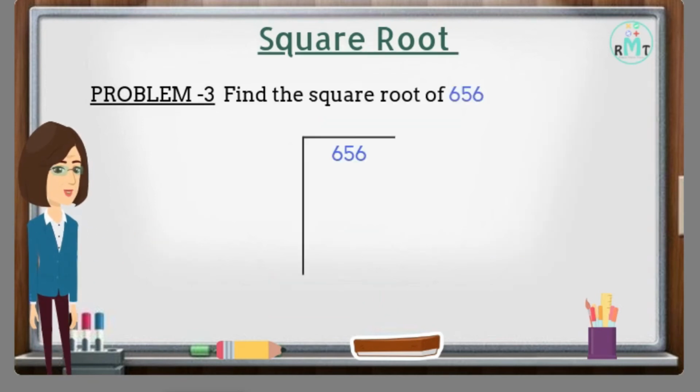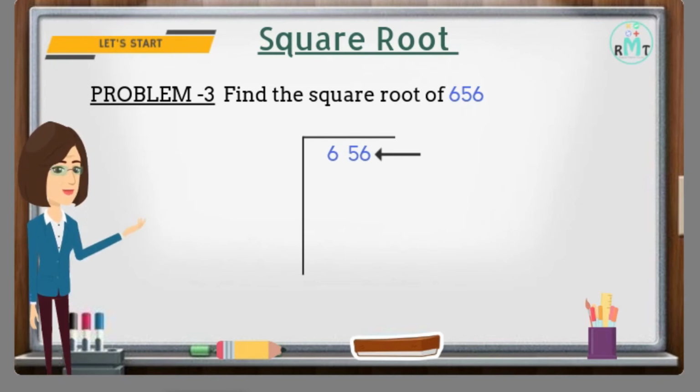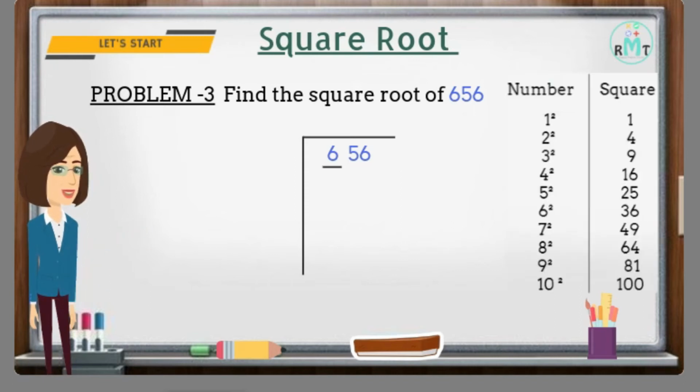Problem 3. Find the square root of 656. Let's start. First, we will form two groups from the right-hand side containing the digits 6 and 56. We will start with the first group containing the digit 6. Now, we will find the perfect square which is smaller than 6, that is 4, obtained by multiplying 2 with 2.